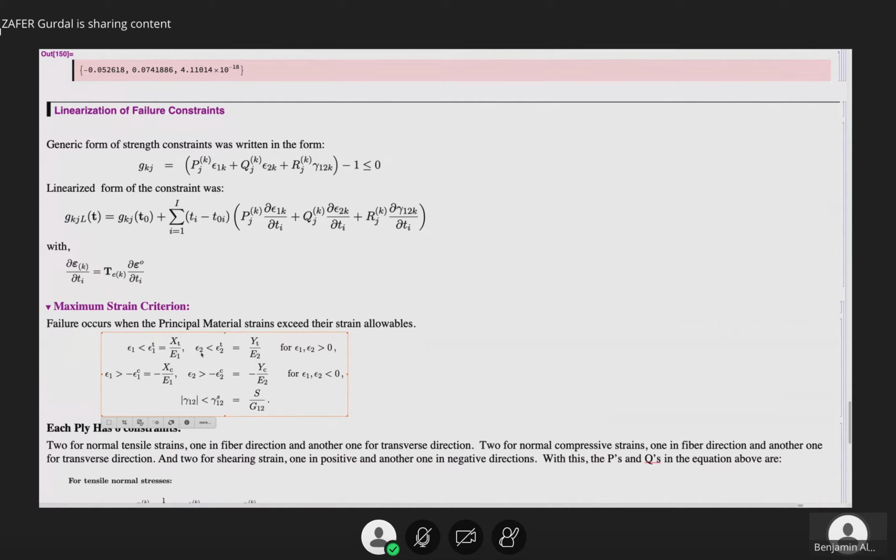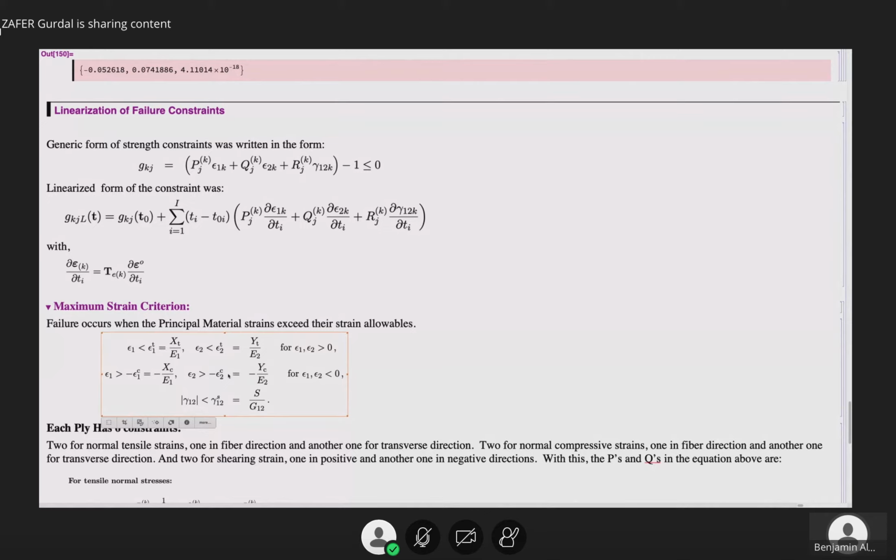The transverse direction, epsilon 2, must be less than or equal to epsilon 2 transverse, that will be YT over E2. And then the compression values may be same as tension or different. In this case, I'm going to take them to be different. So epsilon 1 compression is XC divided by E1. This is the strength along the fiber direction in compression. And this is the strength transverse to the fiber direction in compression.